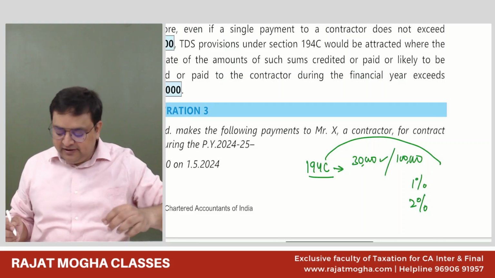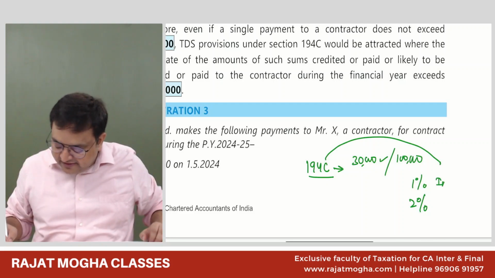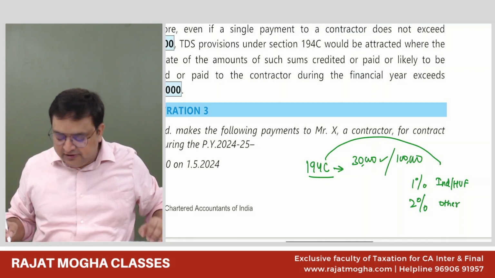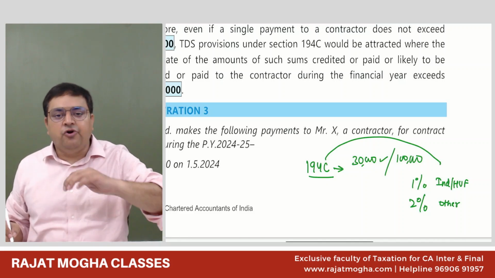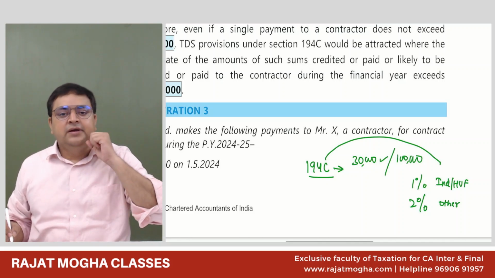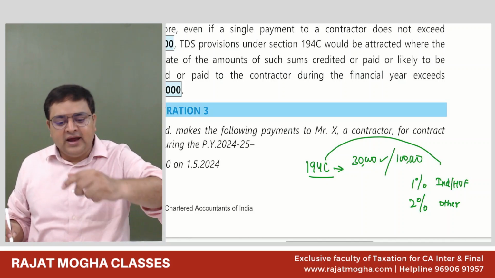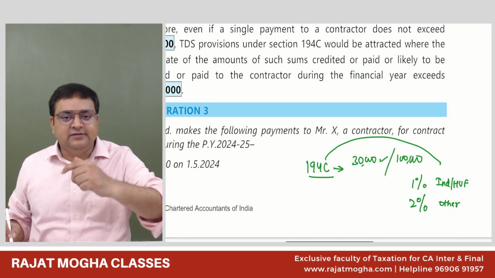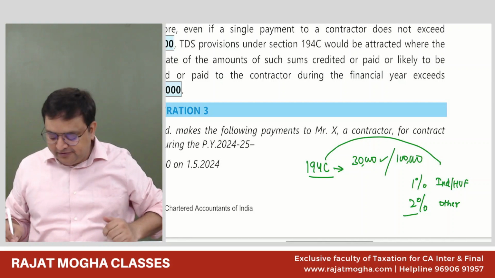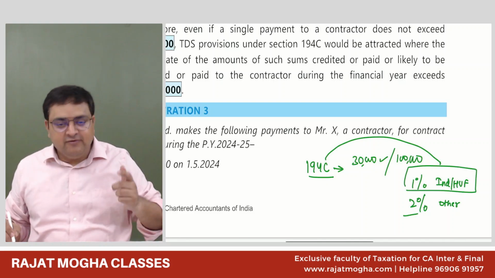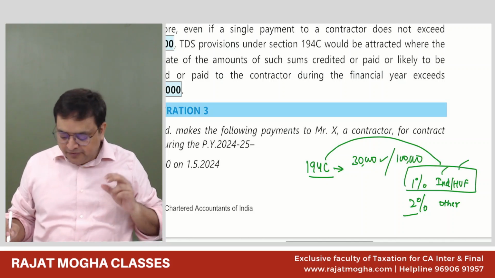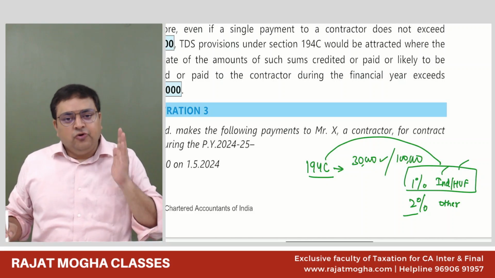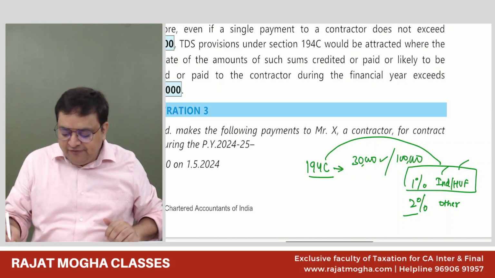If the receiver contractor is an individual or HUF, then obviously 1%. In case of others, we have given a contract to someone, let's say an advertisement contract, a catering contract, or a job work contract. If that someone is a company or a partnership firm, then 2%. If the contractor is an individual or HUF, then 1%. Correct? Okay. In contracts, there is one more section, 194M.